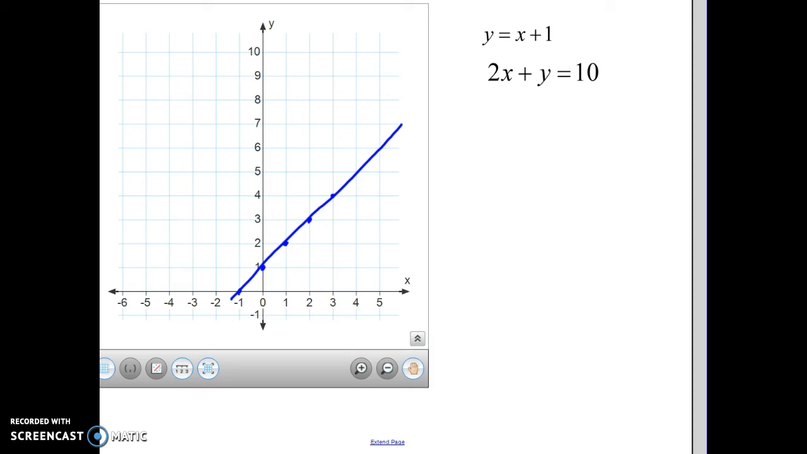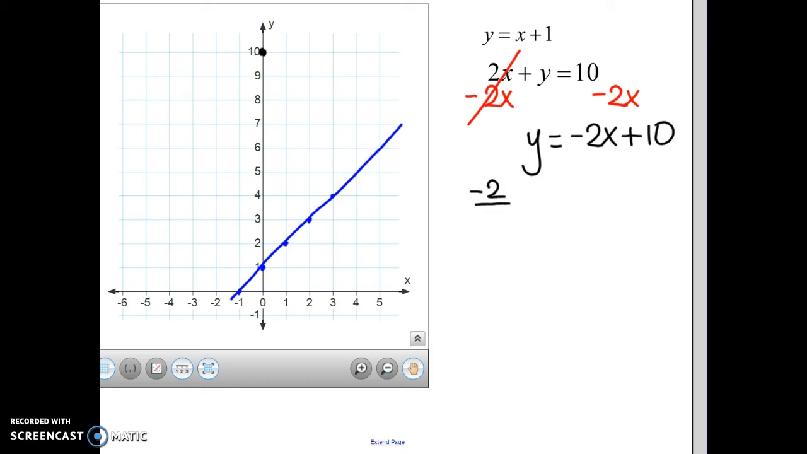Now, my second equation, 2x plus y equals 10, is actually written in standard form. So to make this equation easy to graph, I need to rewrite it into slope-intercept form. I'm going to subtract the 2x from both sides of this equation, and I'm left with y equals negative 2x plus 10. So my y-intercept is 10, and my slope is negative 2.